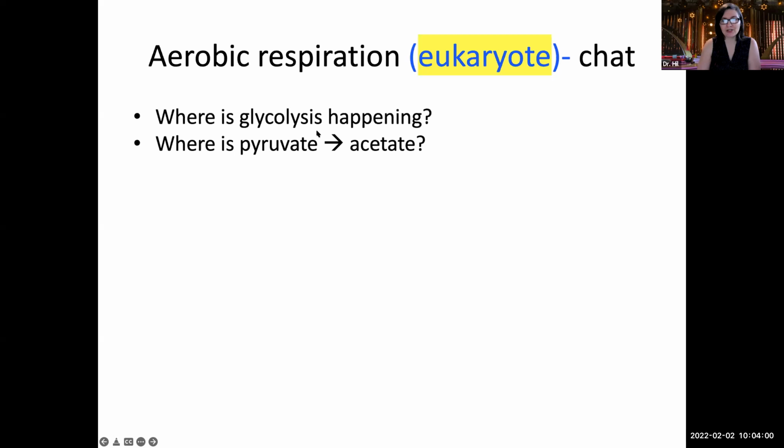Pyruvate is then converted to acetate. Pyruvate is a 3-carbon molecule, acetate is a 2-carbon molecule, so that requires that you remove a carbon and throw it away as CO2. So that's the first place where CO2 waste is produced. But where does this process of pyruvate decarboxylation happen? So glycolysis happens in the cytoplasm. Where does this conversion of pyruvate to acetate happen?